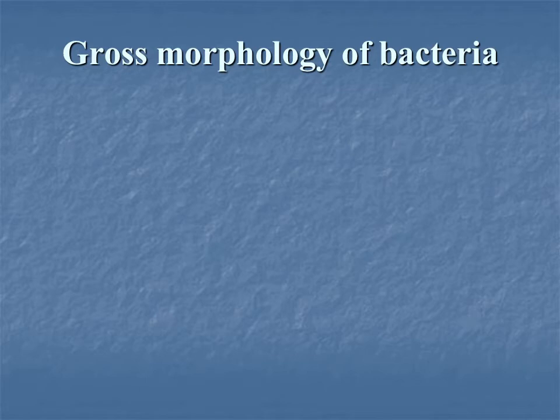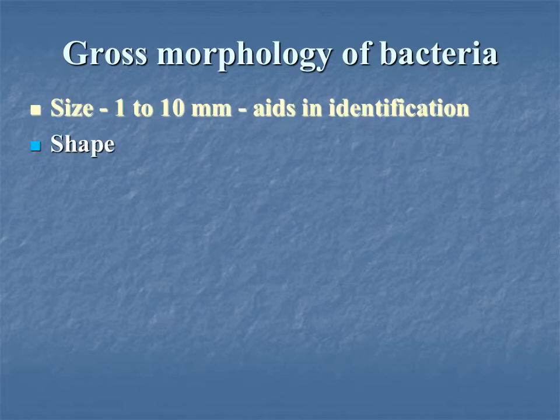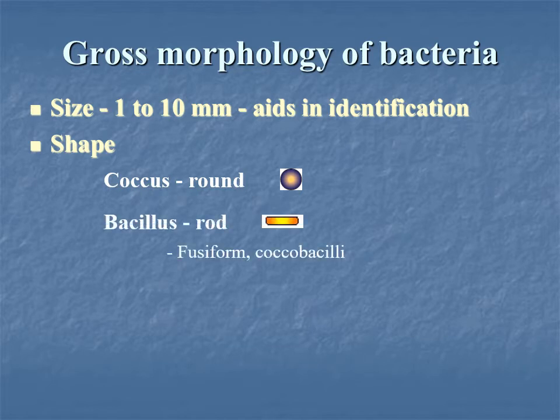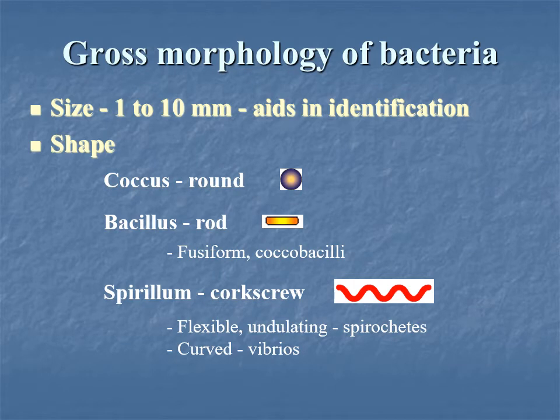Gross morphology of bacteria. On this slide you can see that the size of bacteria can also be different, from 1 to 10 micrometers. You can see again different shapes. Coccus is round, bacilli are rod-shaped bacteria, and there can be curved bacteria, corkscrew bacteria. We name corkscrew bacteria Spirillum, and flexible corkscrew bacteria are Spirochetes. Just a little bit curved bacteria are Vibrios.